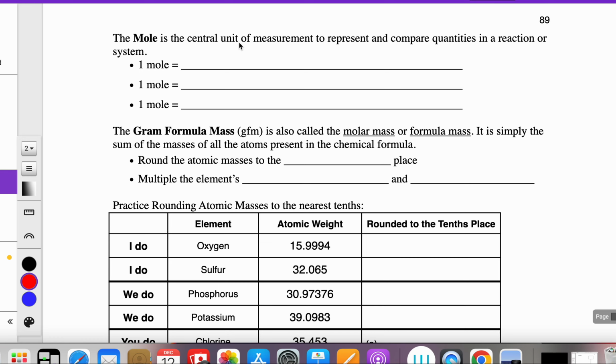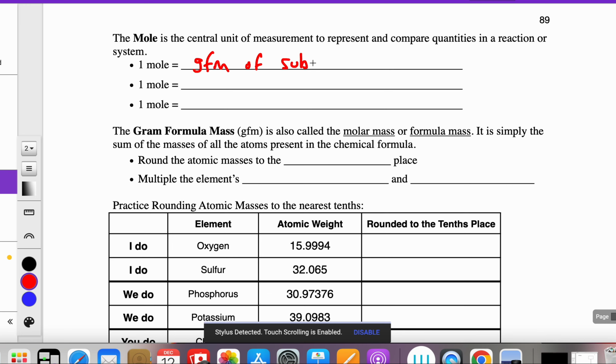And starting to become familiar with the idea of the mole. The mole is the central unit of measurement to represent and compare quantities of substances in a reaction or in a system. So a mole can represent mass. 1 mole equals the GFM of a substance.